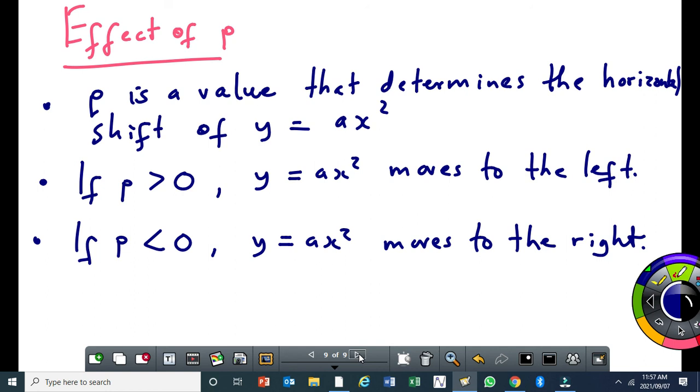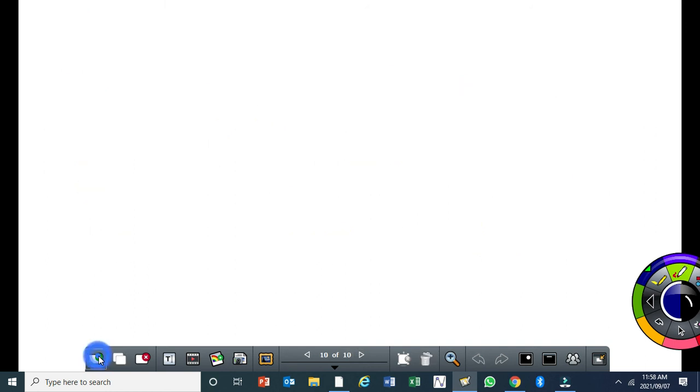Right. So maybe I should also refresh you on the effect of q. Okay, not today, but let's talk about horizontal shift to avoid confusing anybody. Right. Examples.